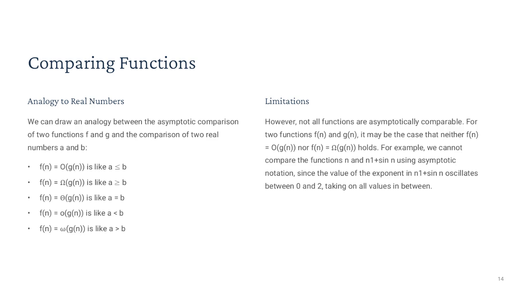However, not all functions are asymptotically comparable. For instance, n and n^(1 + sin n) cannot be directly compared, as the exponent in n^(1 + sin n) oscillates between 0 and 2. This limitation emphasizes the importance of context when applying asymptotic notation. While these tools are powerful for most scenarios, understanding their boundaries is crucial for accurate algorithm analysis.